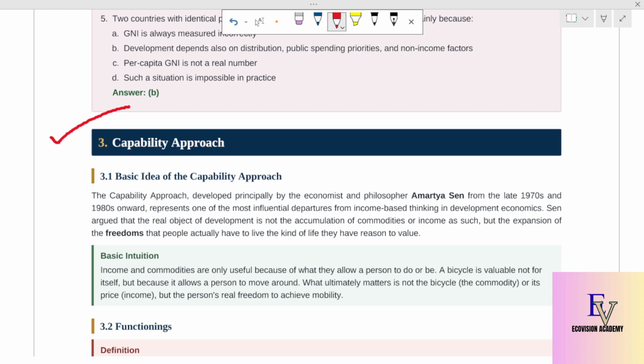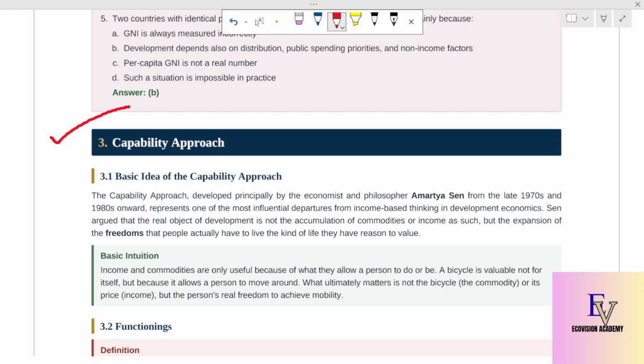or only to accumulate income, or only to accumulate commodities, goods and services; it should also be the expansion of the freedoms of the people. That is where the capability and income approaches differ. The income approach was basically quantitative.